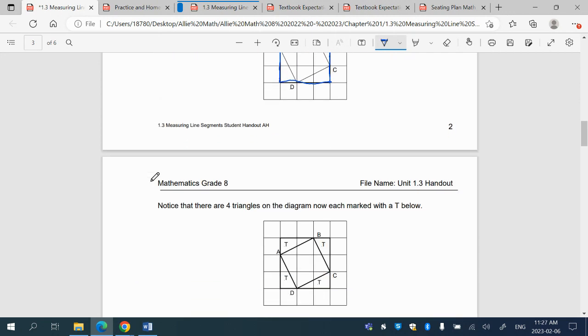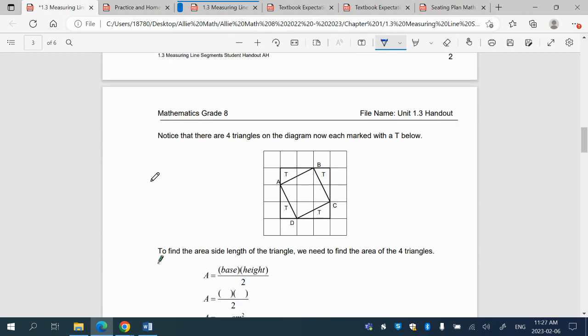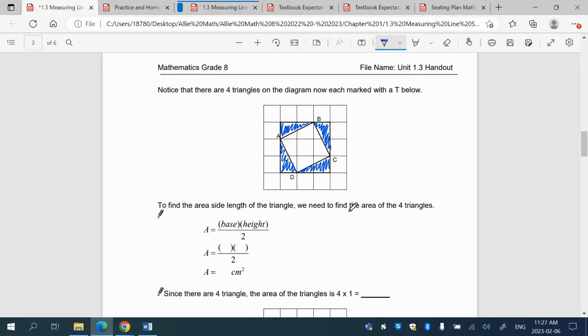Okay, notice that there are 4 triangles on the diagram, now each marked with a T below. So we got a triangle right here. We've got a triangle right here, triangle right there, and a triangle right there. Okay. To find the side length of the square, we need to find the area of the 4 triangles.